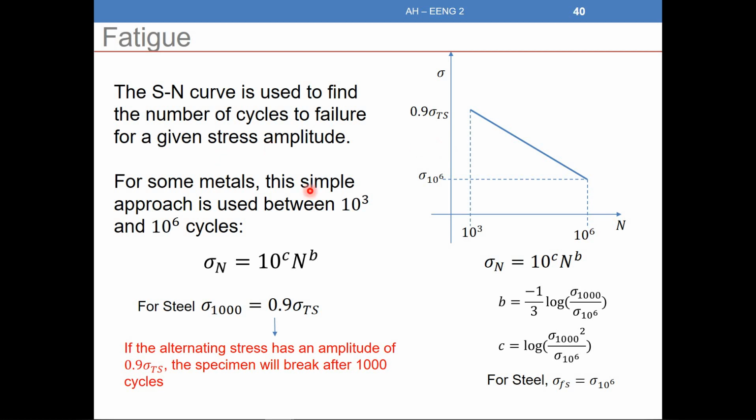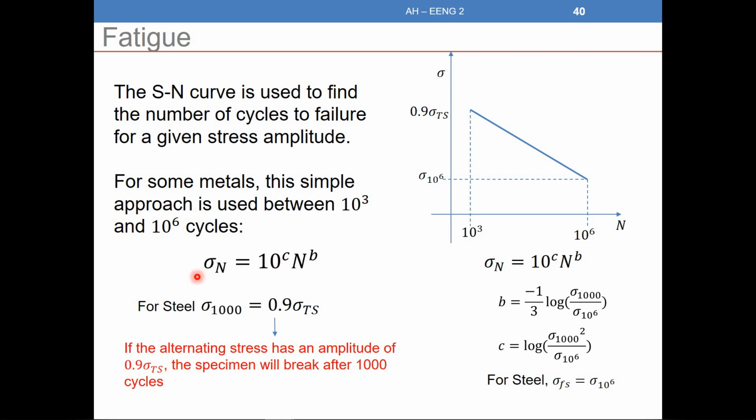So this approach here, the linear approach, is used for some metals, especially for steel. For steel, we use this linear approach. Instead of having the curve that we found before, we use this linear approach like this. And this is mainly used between 10 power 3 and 10 power 6. So the idea is that between these two values here, I don't need to use a curve. I can have a formula to give me the sigma n as a function of n.